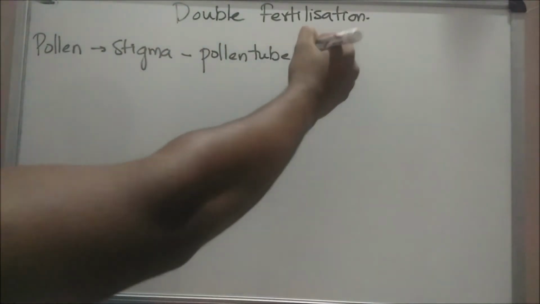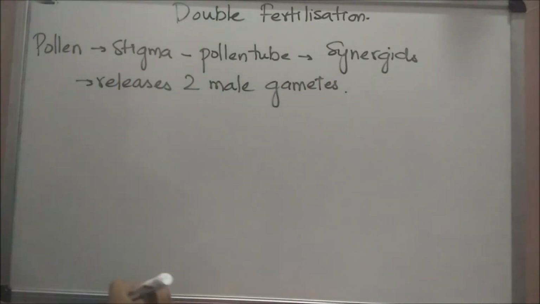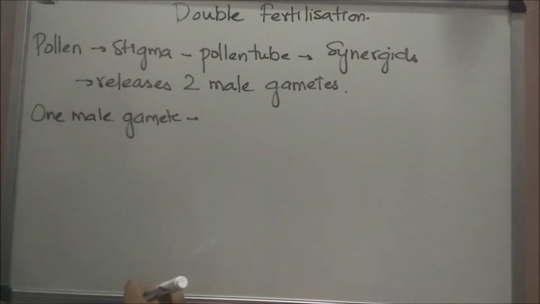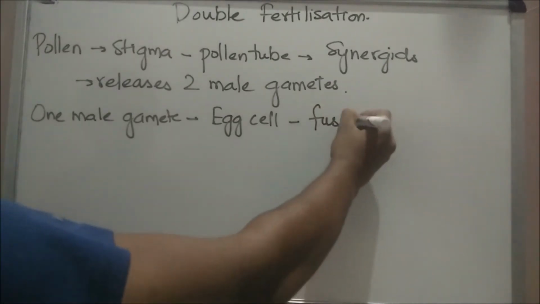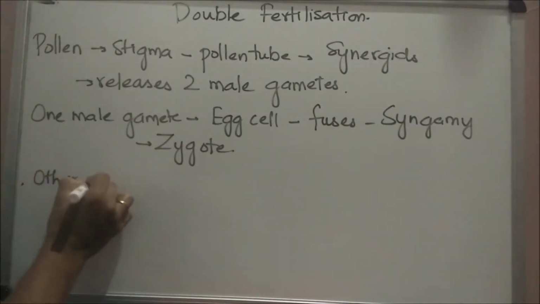When the pollen grains fall on the stigma, the pollen tube enters one of the synergids and releases two male gametes. One of the male gametes moves towards the egg cell and fuses with it to complete syngamy to form the zygote.